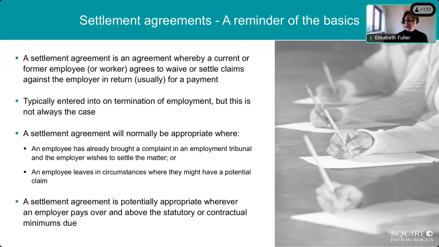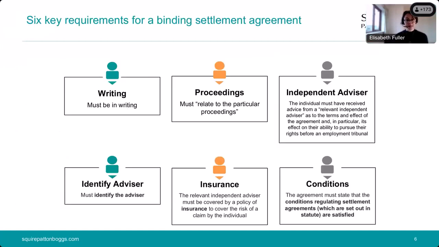Okay, so in order for a settlement agreement to be legally binding, there are 6 key requirements that it needs to meet, which are set out in statute under Section 203(3) of the Employment Rights Act. So the first requirement, which is pretty obvious, is that the settlement agreement has to be in writing. Secondly, the agreement must relate to the particular proceedings.